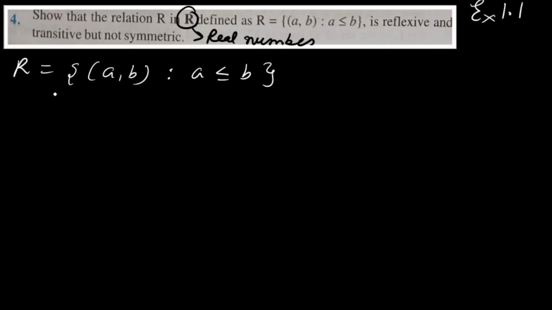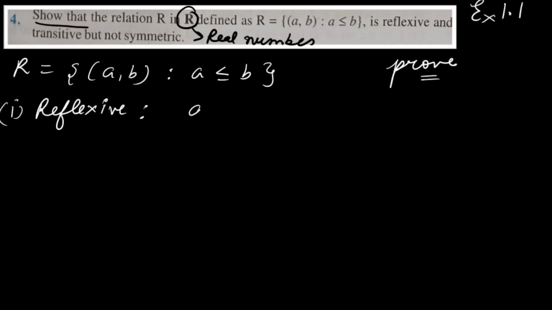So we have to show. Show means that these things are already given to us and we just have to prove them. We know the given relation is reflexive and transitive, so with the help of examples we can show it. First, the reflexive relation.